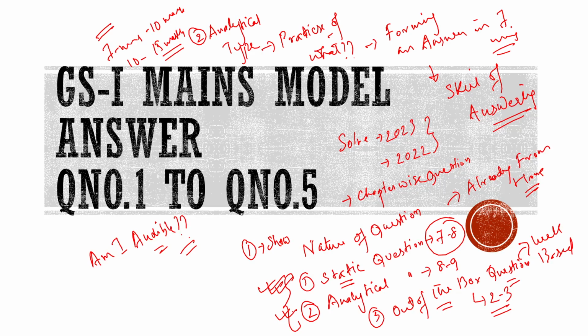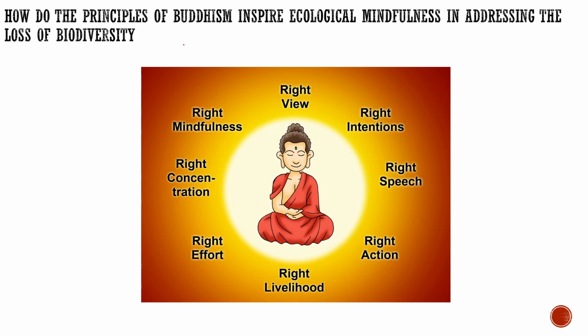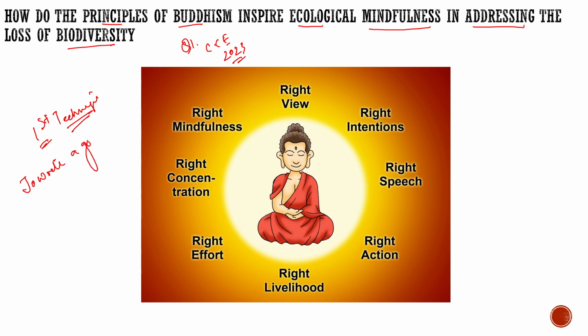Okay, now next. Let's take the first question. This has been asked in CC 2023. The first question is, how do the principles of Buddhism inspire ecological mindfulness in addressing the loss of biodiversity? See, the first technique of writing an answer is to highlight the keywords, because to write a good answer, you need to first understand the question.